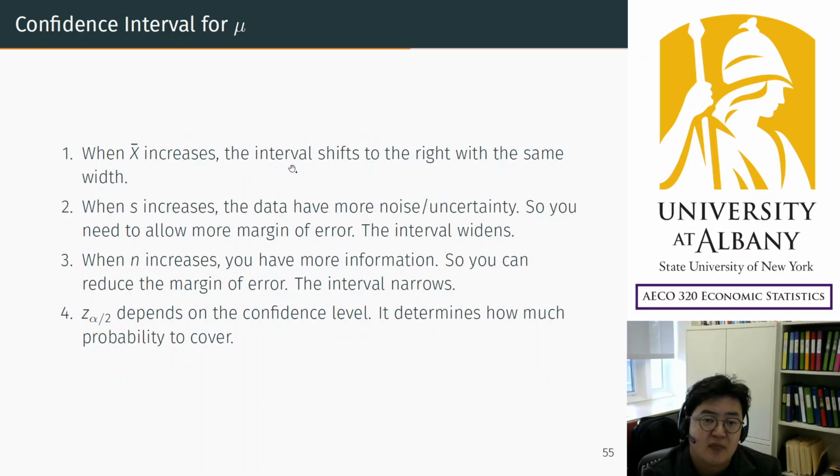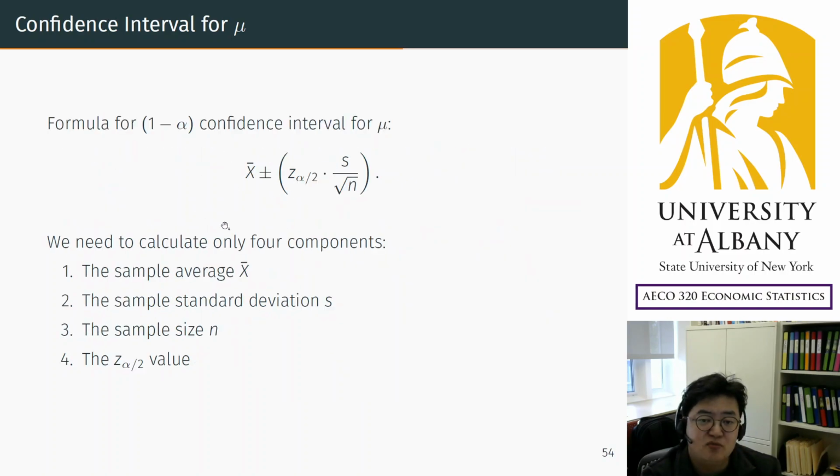Let's think about them. First, how does it move when x bar increases? The sample average affects only the center, right? It determines the center, but does not affect the margin of error. Margin of error is fixed, but when x bar changes, the confidence interval moves in parallel like this, right? The interval has the same length, but the center shifts according to x bar. That's one thing. And second, sample standard deviation S. When standard deviation increases, that means the data is more variable.